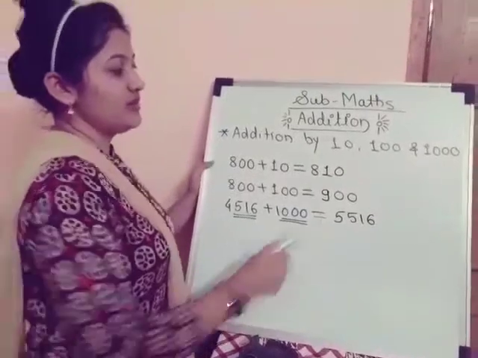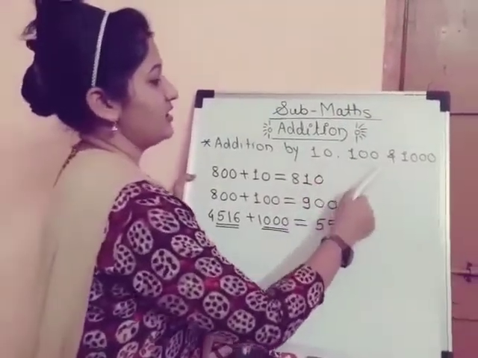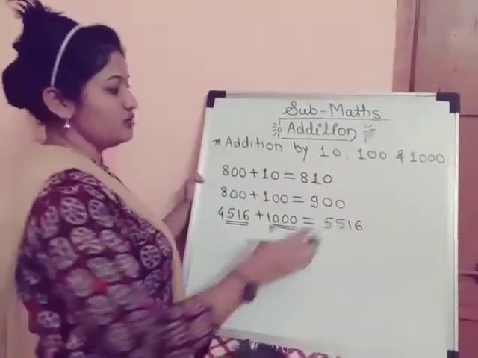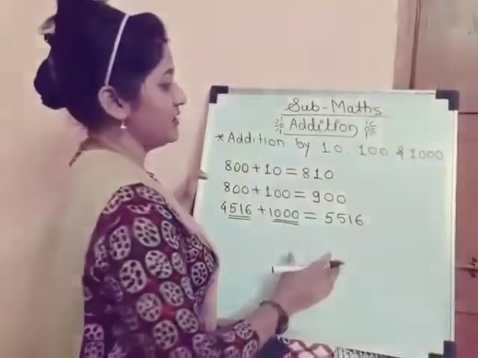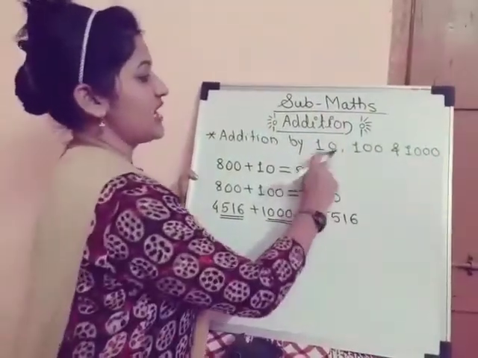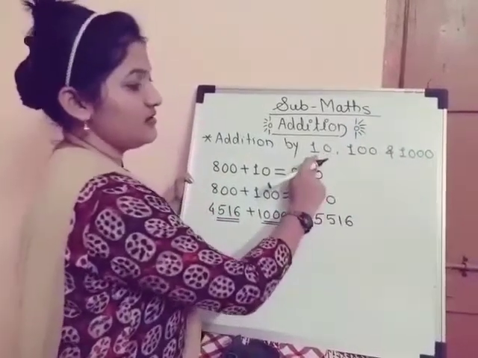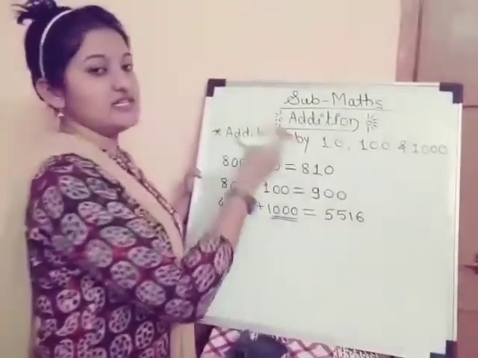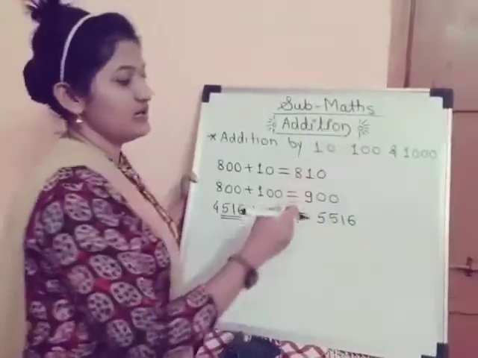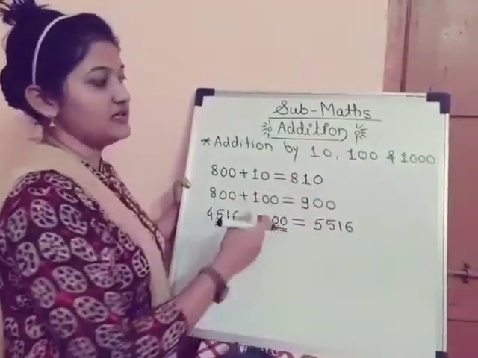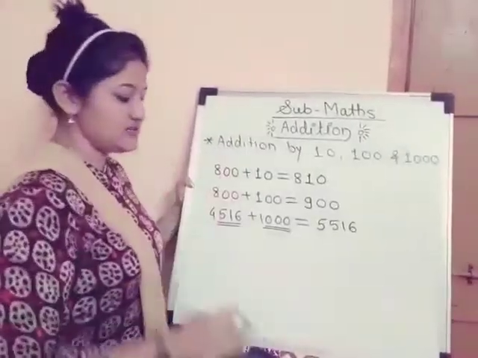5516. It means when you are doing addition by 10, 100 and 1000, no need to do the proper arrangement of the numbers and addition. You just have to write the numbers as it is, and you just have to add the 1. If it is at tens place, then add it with the digit at tens place of the given number. If it is addition by 100, then add the 1 to the digit at hundreds place, and so on.